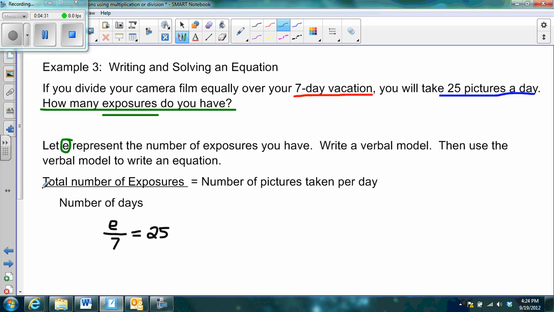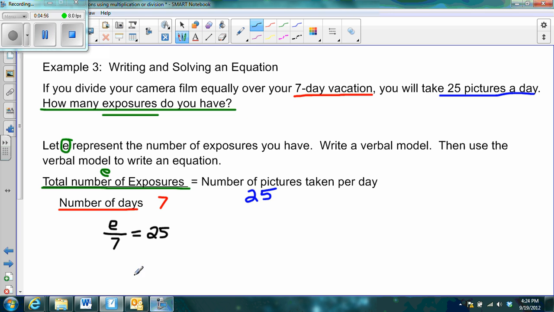So if we have the total number of exposures divided by the number of days, well, it's a 7-day vacation, right? Equals the total number of pictures taken per day. Well, we have 25 per day. So then we can set up our equation, E divided by 7 equals 25.